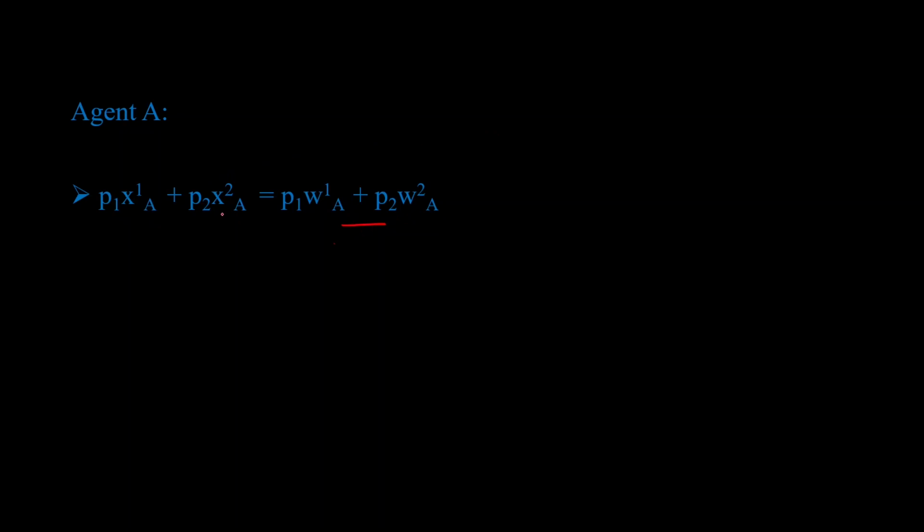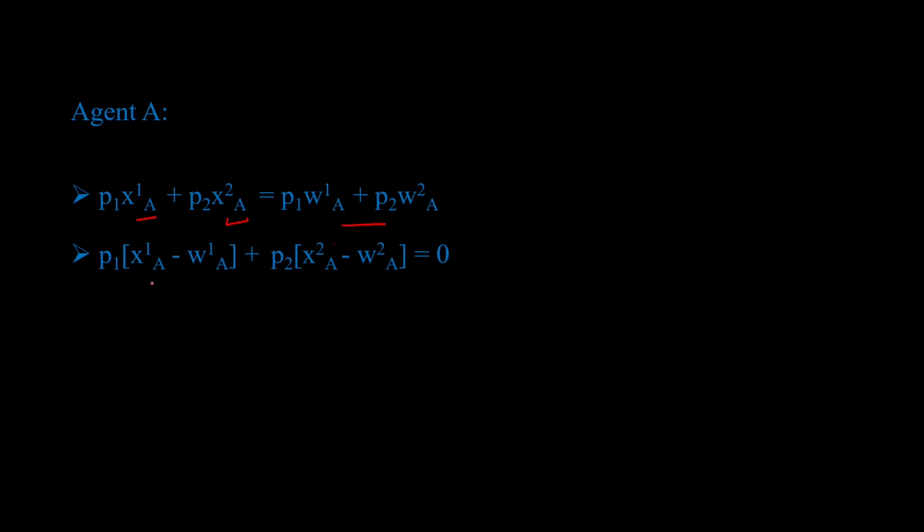On the left hand side of the equation, we have x1a and x2a. Those are agent A's demand functions. So this is the amount of goods that agent A actually wants. X1a is the amount of good 1 he actually wants, and x2a is the amount of good 2 he actually wants. So this is just basic algebra. I'm taking everything to the left hand side of the equation. So over here you have P1 into x1a minus W1a plus P2 into x2a minus W2a.